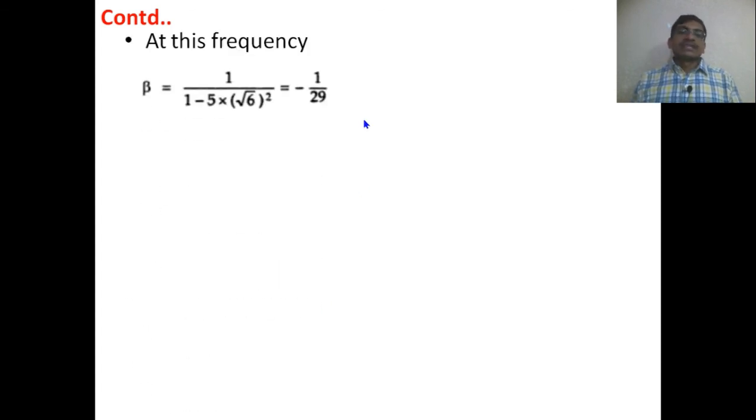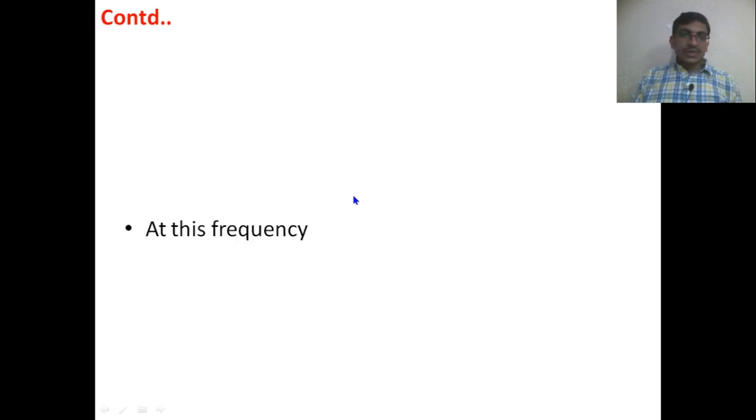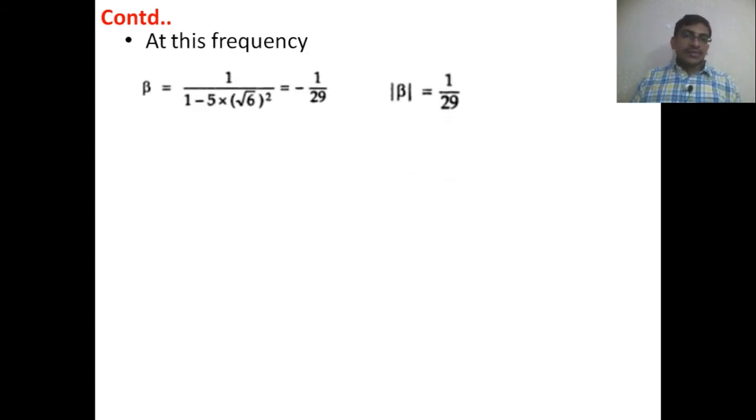At this frequency, we already know alpha is equal to root 6, that is, 1 by omega RC is equal to root 6. So we substitute alpha equal to root 6 in the beta equation. Therefore 1 by 1 minus 5 into root 6 whole square is equal to minus 1 by 29. Taking the modulus, beta is equal to 1 by 29, which is the gain of the feedback section.